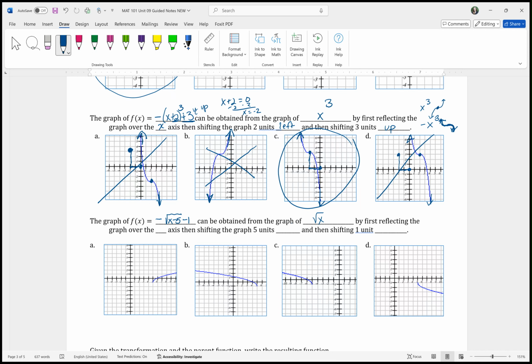So it's asking about the negative sign in the front. Is that negative inside or outside? If it's outside, it's x. If it's inside, it's y. So this negative is outside, and then we have the radical. So this is going to be x-axis.